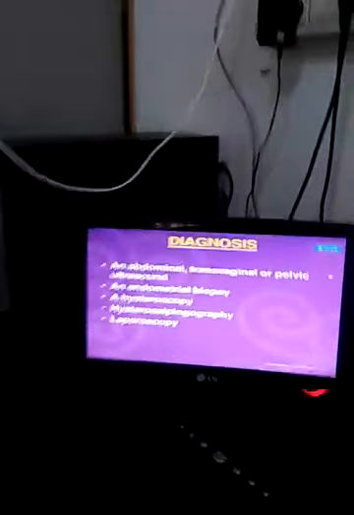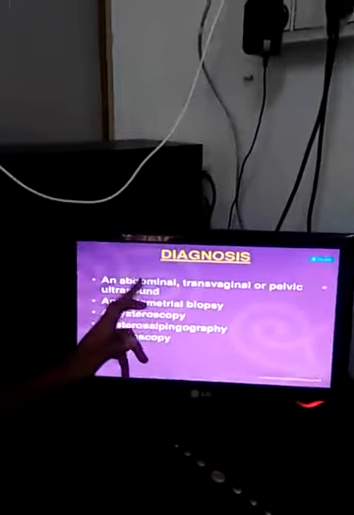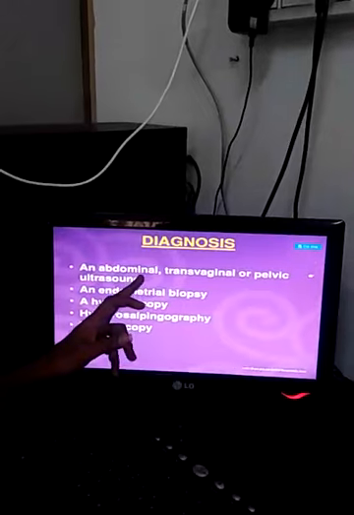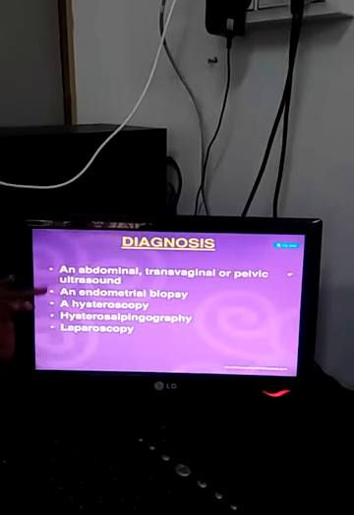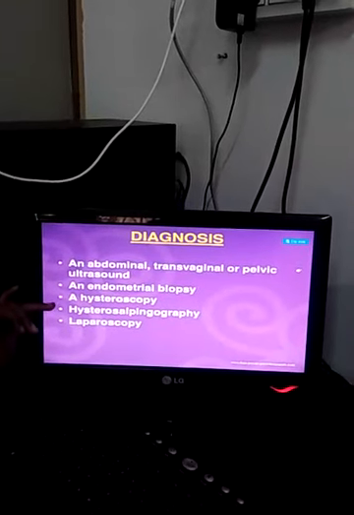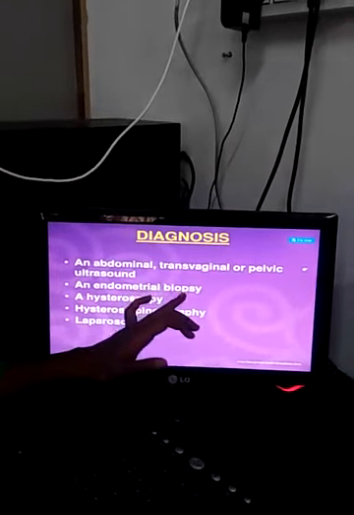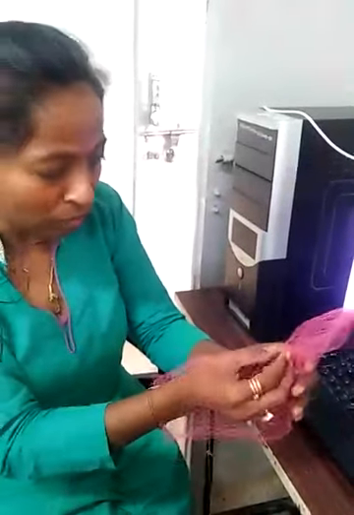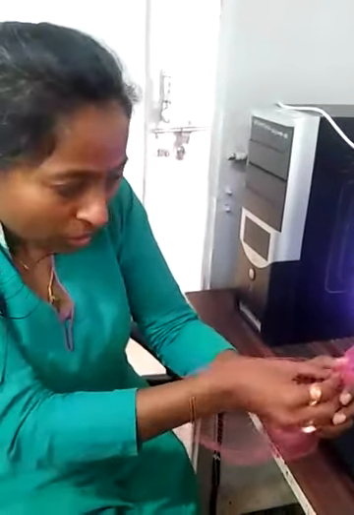Then diagnosis. How are we going to do the diagnosis? For that we have to do an abdominal, transvaginal or pelvic ultrasound, then an endometrial biopsy, and hysteroscopy. What is the meaning of biopsy? When a part, whether of the fibroid, is taken with a hysteroscope or instrument that is introduced, that is the biopsy.